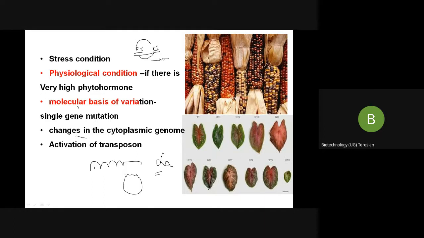So in somaclonal variation, here also you can see so much variation. If I want the same leaf and I don't want these, I can discard them and cultivate only this. But if you like this different variation, you can keep them. So in somaclones, depending upon the sources of variation from where they originated, these are grouped into two categories.